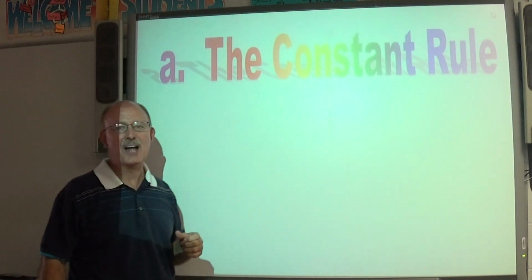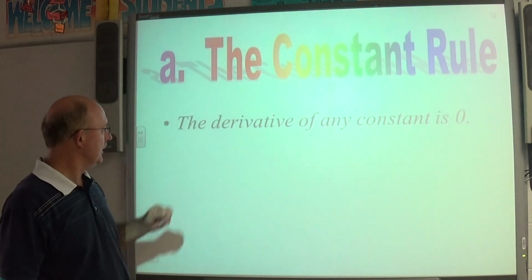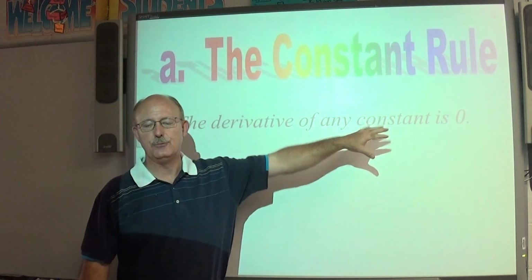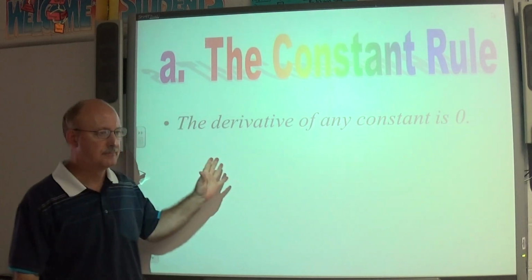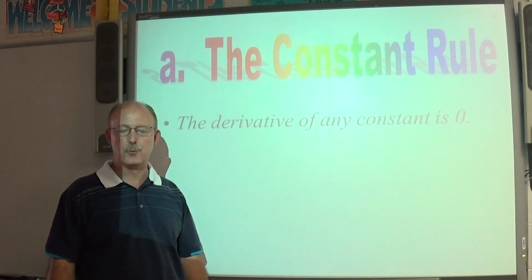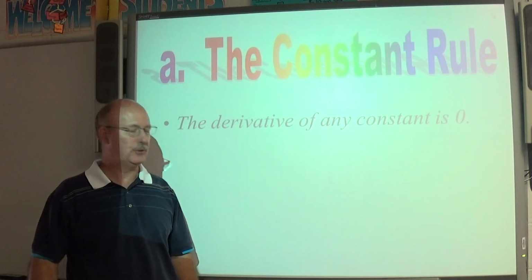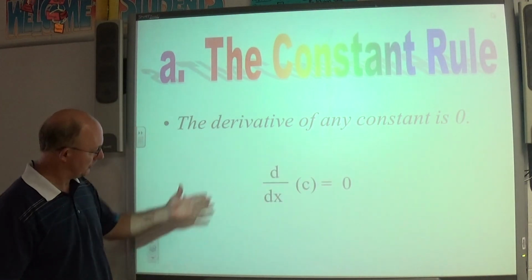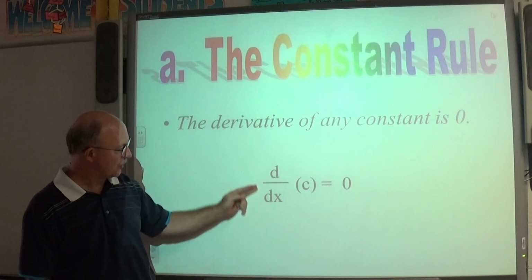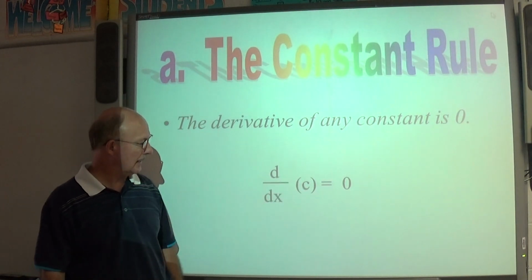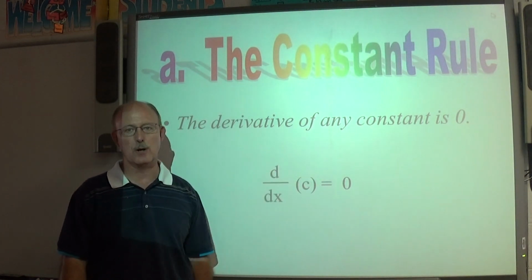We start with what's called the constant rule. It says the derivative of any constant is 0. That's it. That's called the constant rule. The derivative of any constant is 0. So let's start off with an example. This is a general expression: the derivative of c with respect to x. The derivative of any constant is 0.